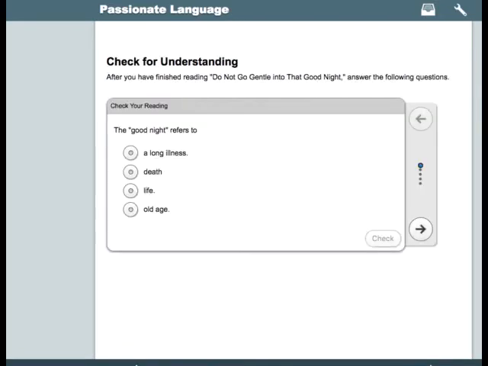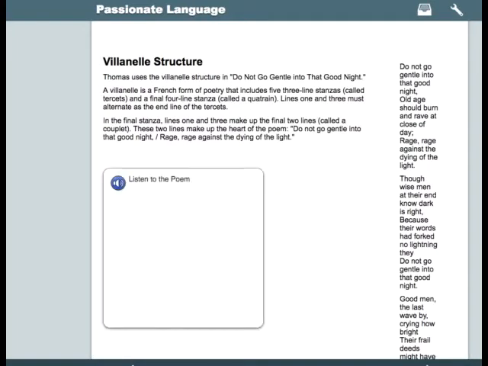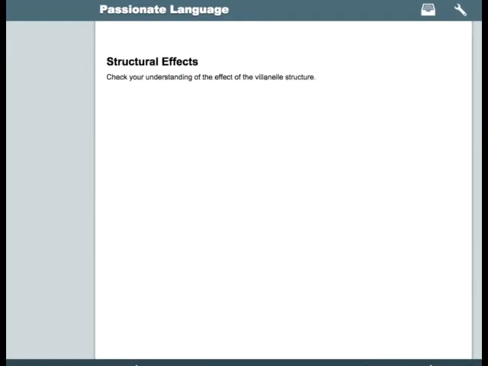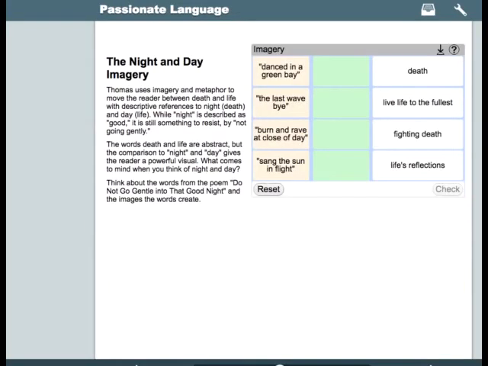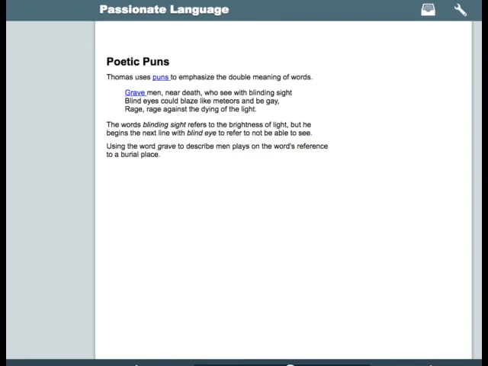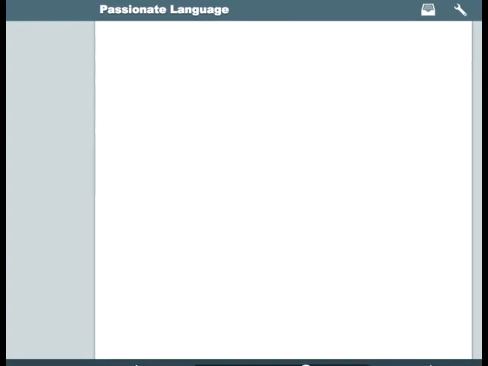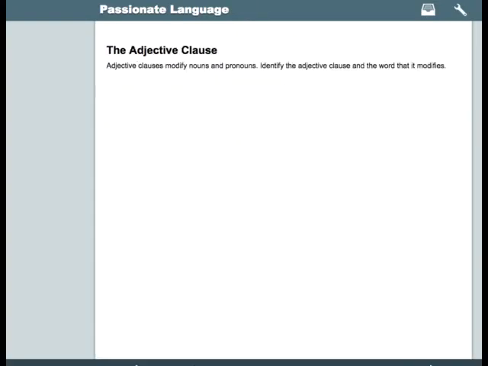So obviously you want to read it first. It'll go through this, check for understanding. It'll talk about the structure it's used. The night and day imagery is very important because several of the questions on the assignment will ask about this. So make sure you are doing these. Talks about alliteration, oxymoron, and similes. Poetic puns, there's some used in this. Literary devices and figures of speech. Oh, and then it goes into your grammar unit.